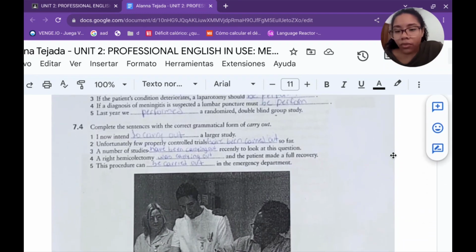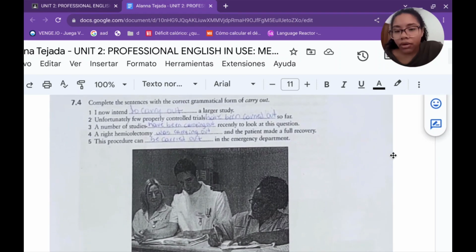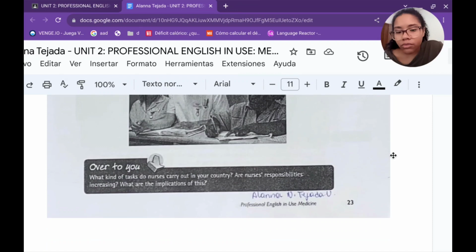Complete the sentence with the correct grammatical form of carry out. I now intend to carry out a large study. Unfortunately, few properly controlled trials have been carried out so far. A number of studies have been carried out recently to look at this question. A right hemicolectomy was carried out and the patient made a full recovery. This procedure can be carried out in the emergency department.